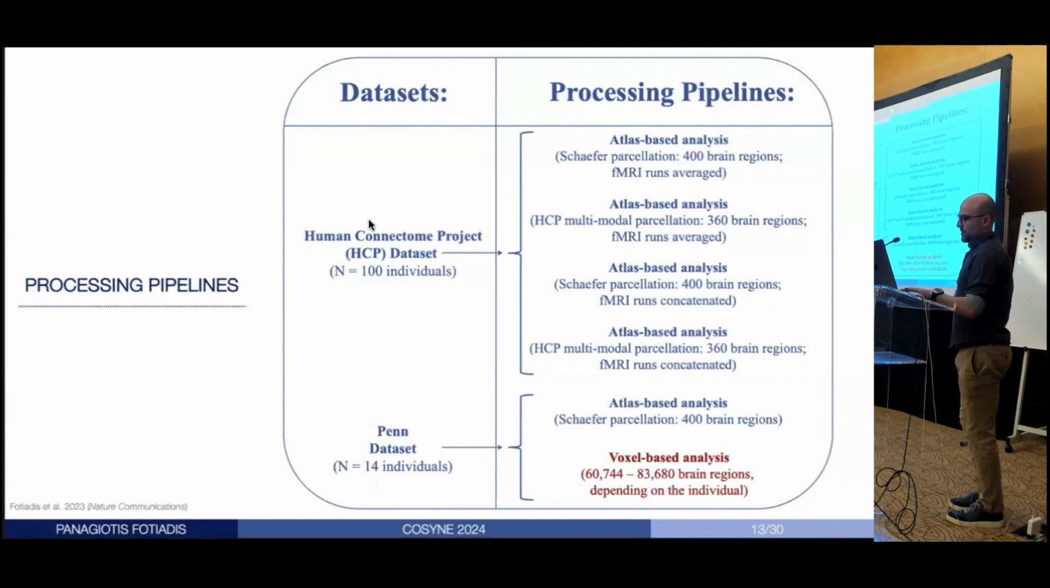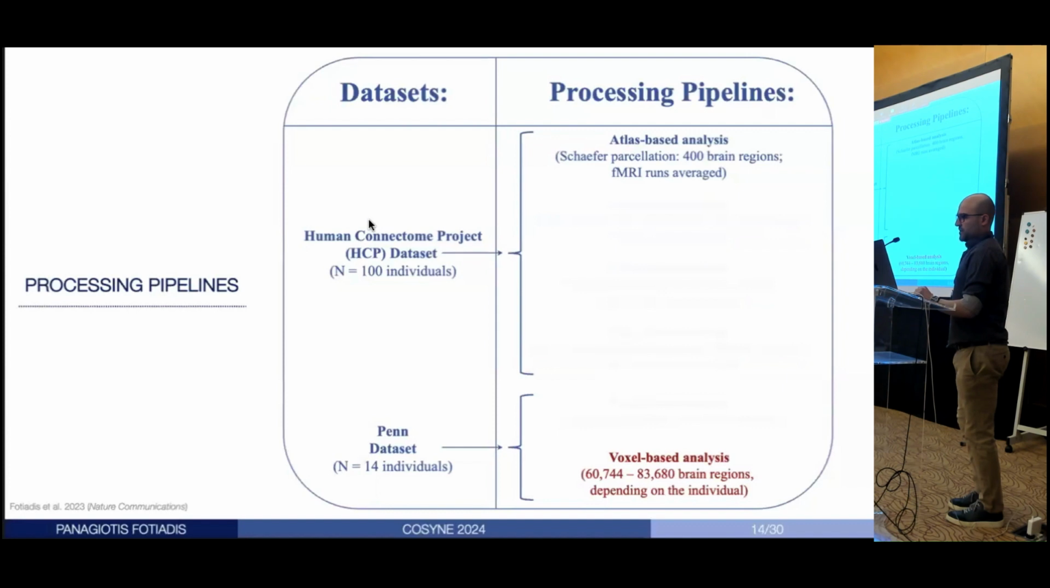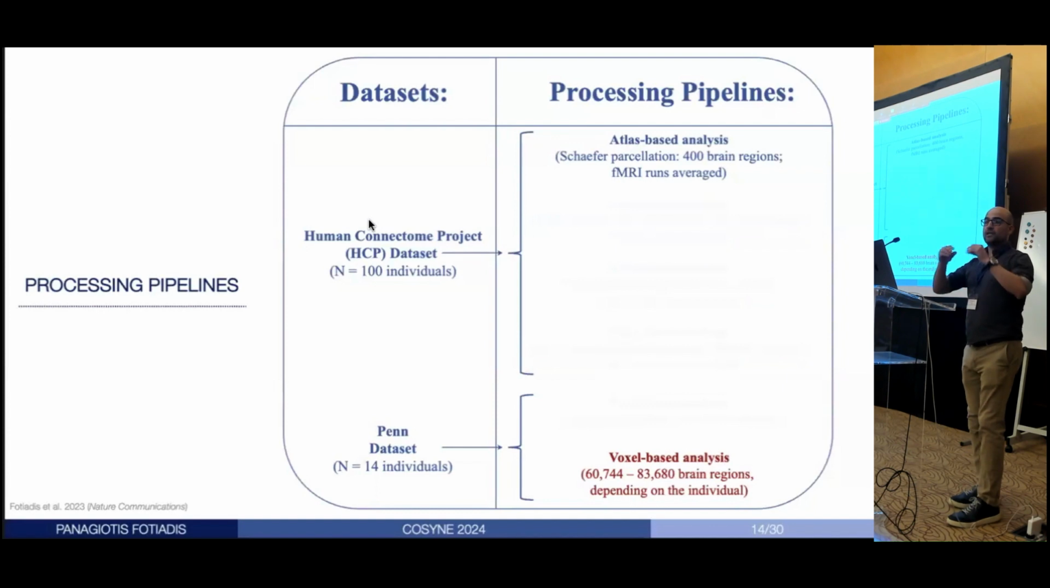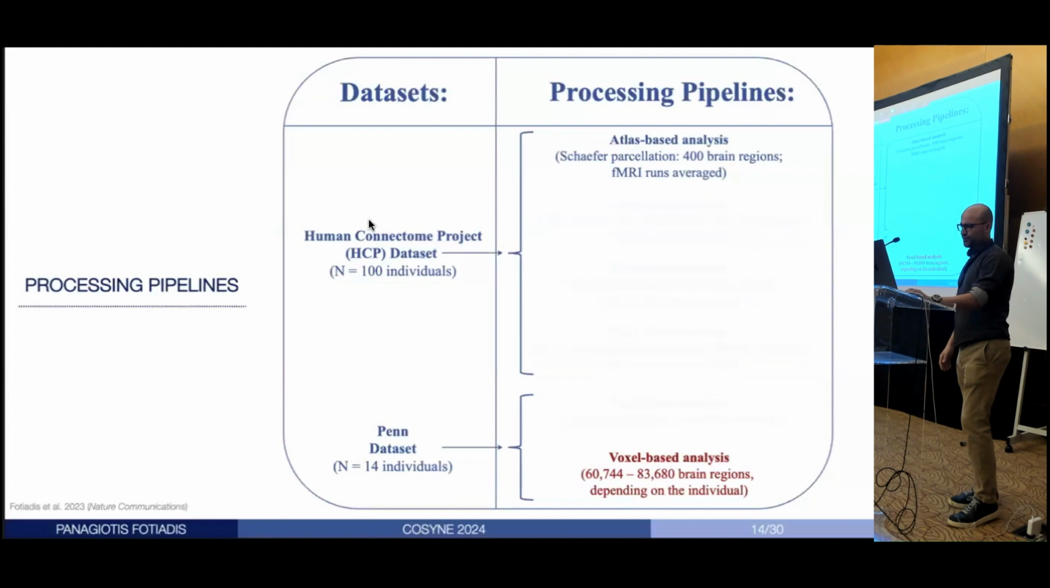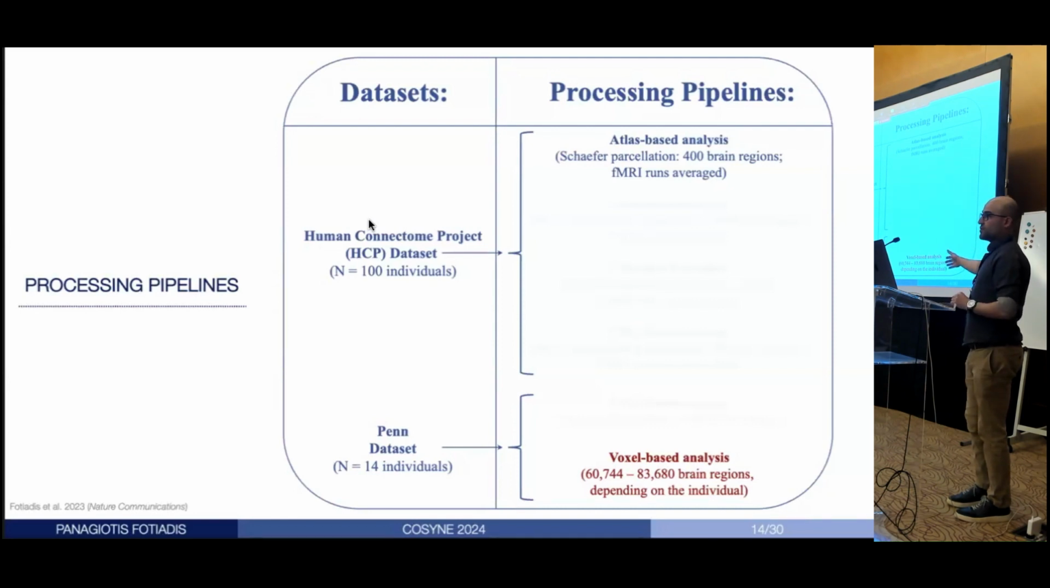But today, just for the sake of brevity and sanity, I will stick to two of them. The first was an atlas-based approach, where we took the cortex and parcellated it into 400 well-established brain regions to study connectivity that way. The second, which was significantly more intense, was a voxel-based approach, where we identify each cortical voxel and define it as its own independent brain region. So now you don't talk about 400 brain regions anymore, you talk about 60,000 to 85,000 brain regions, because each person has different cortical voxels.